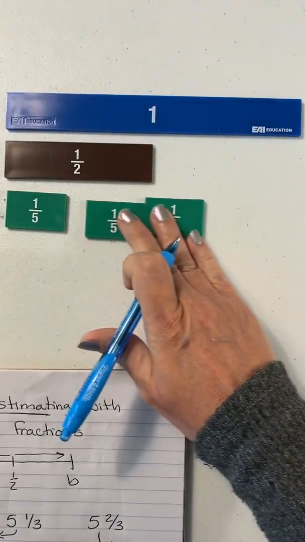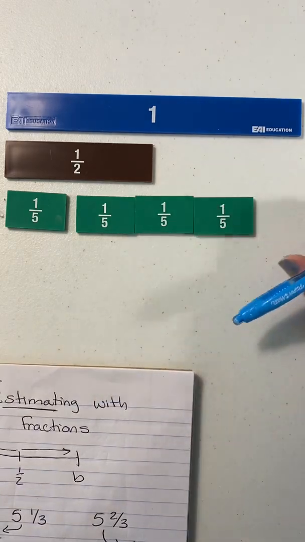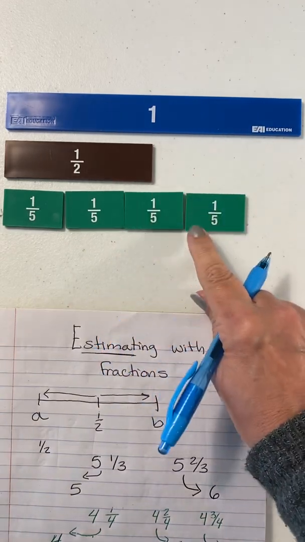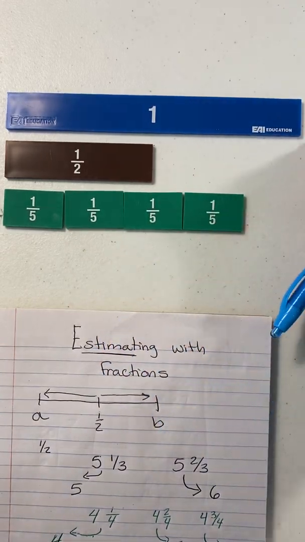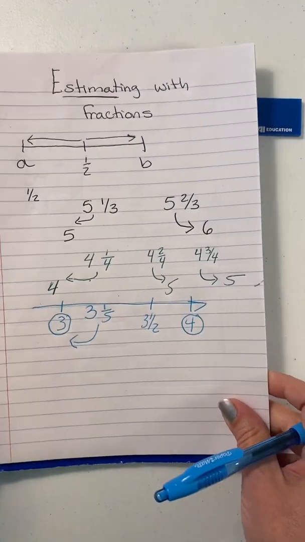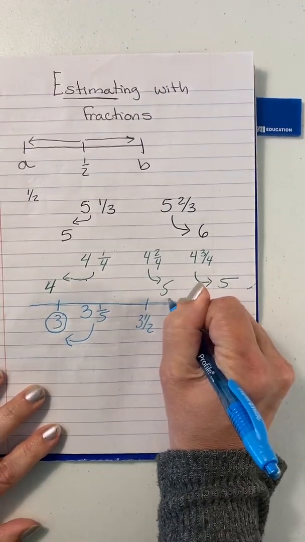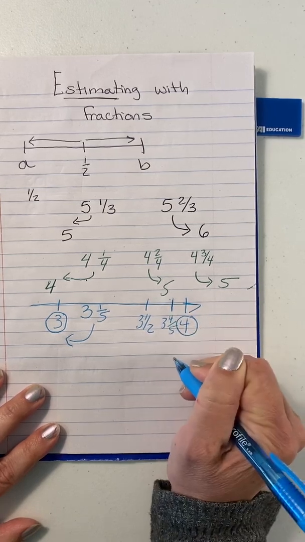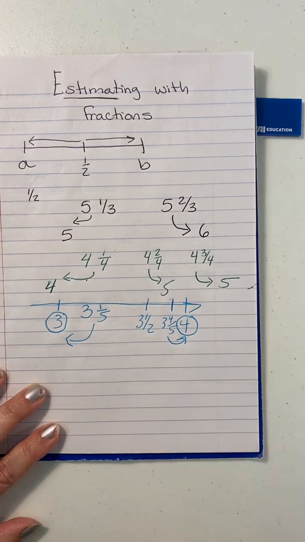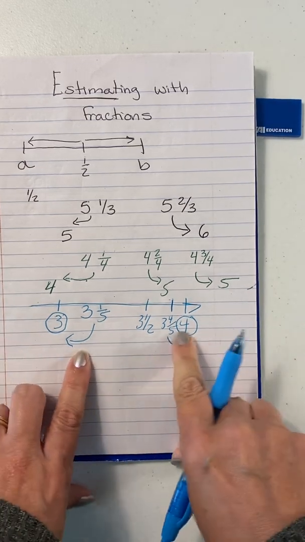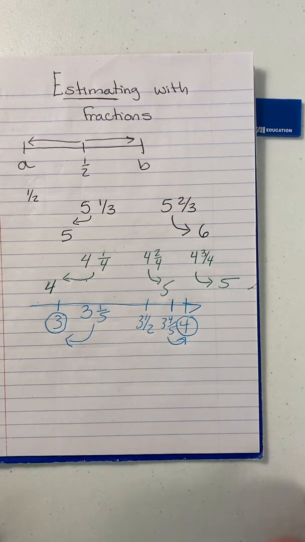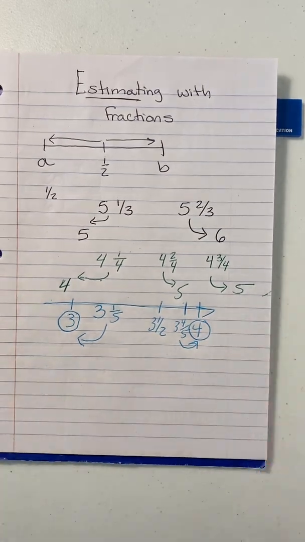Now, what if we had 4/5? We can see here 4/5 is much more than a half, so 4/5 is going to take us up to the next number. If we were looking at our number line, we would have 3 4/5 here, and we can see that's going to be closer to my 4 on the number line. So 3 4/5 would take me to a 4. I hope this helps you understand the skill of estimating with fractions.